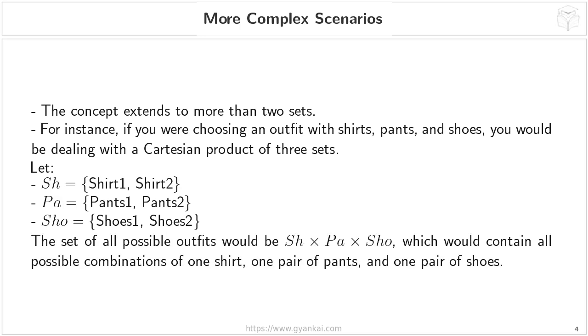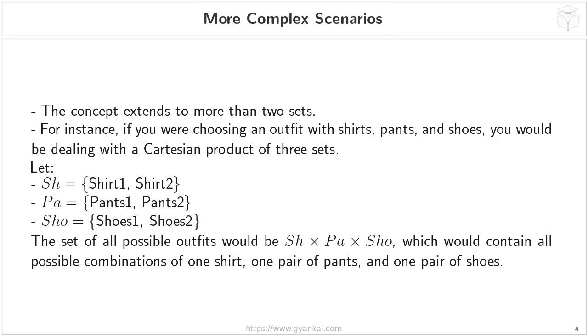Now, to find all possible outfits, we need to find the Cartesian product of these three sets, SH cross PA cross SHO. What this means is we're creating ordered triples, combinations of one shirt, one pair of pants, and one pair of shoes. For example, one possible outfit would be (shirt 1, pants 1, shoes 1). Another would be (shirt 2, pants 2, shoes 2). This Cartesian product, SH cross PA cross SHO, will contain all such possible combinations. It's a systematic way to ensure we don't miss any outfit possibilities.